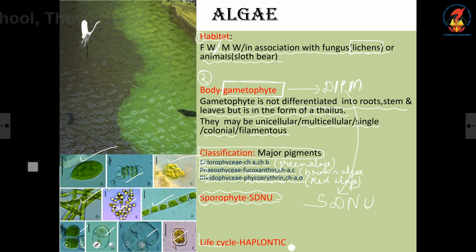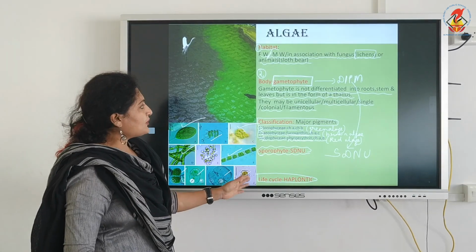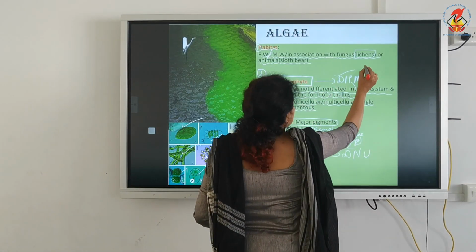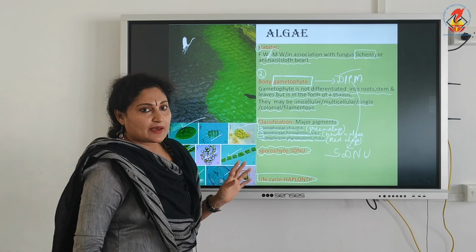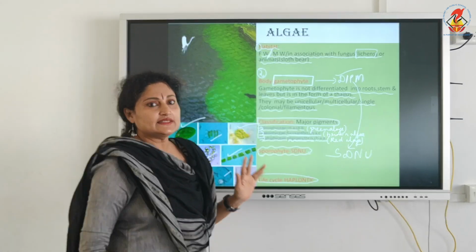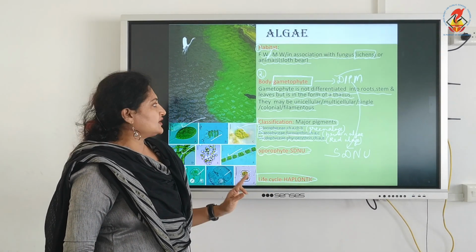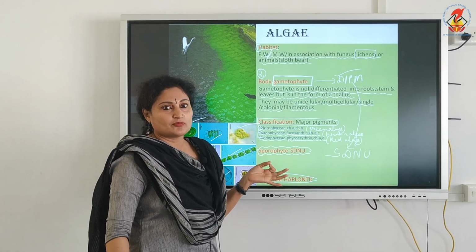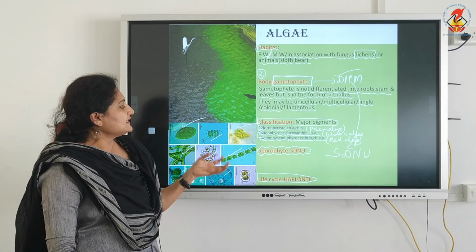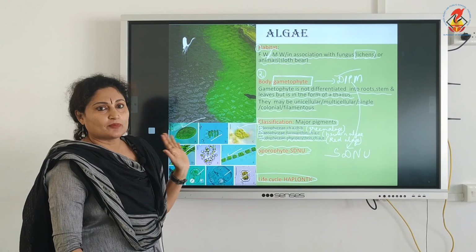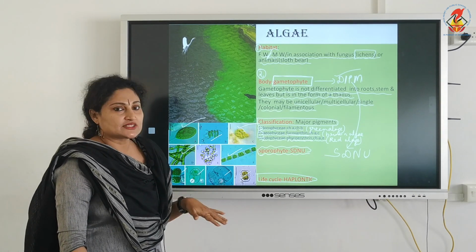And last, the life cycle. It is haplontic, justified by this. Why is it haplontic? Because the gametophyte is dominant, independent, photosynthetic and multicellular. This is the simplest form, from which you can easily elicit the life cycle. It is not going to be complicated. Clear? I hope you have understood algae.